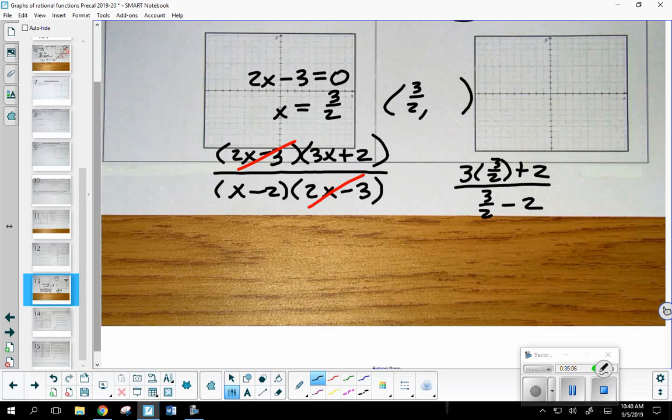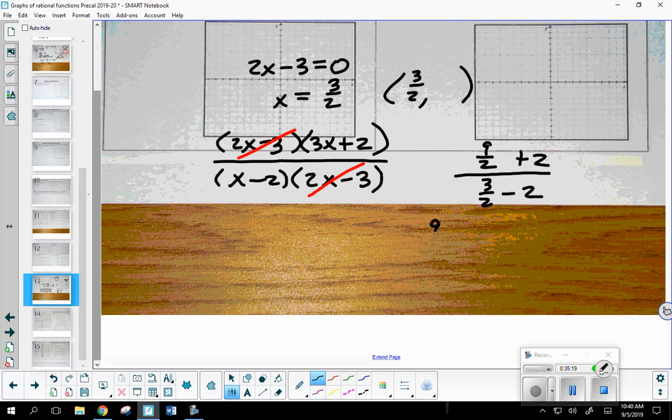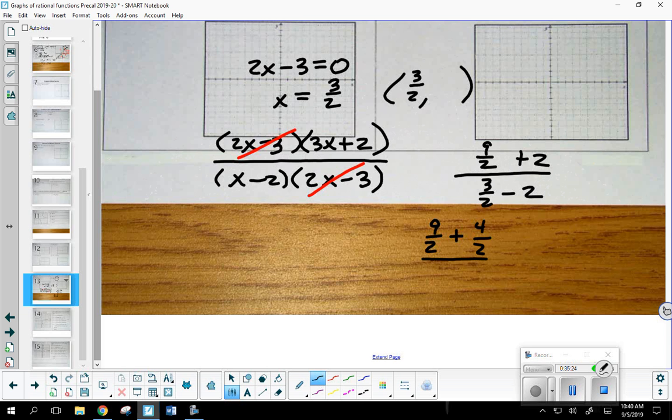Okay. So let's see, what's 3 times 3 halves? That's 9 halves. Okay. Or 4.5 if you're sticking with the decimals. Okay. 9 halves. So let me go ahead and rewrite this. It would be 9 halves plus 4 halves over 3 halves minus, again, 4 halves. Okay. Because we always need a common denominator. So what do I have up top? 13 halves divided by, okay, that'd be a negative 1 half.